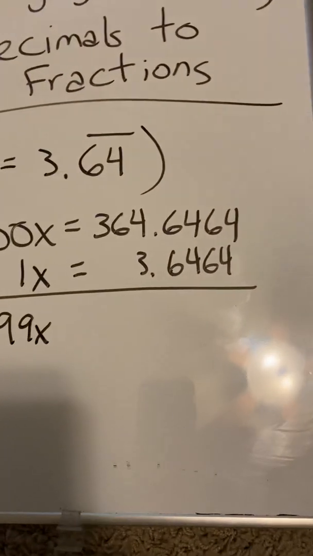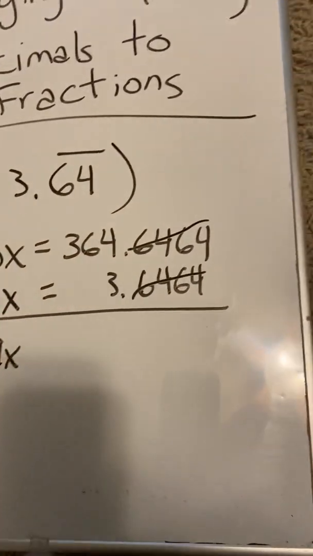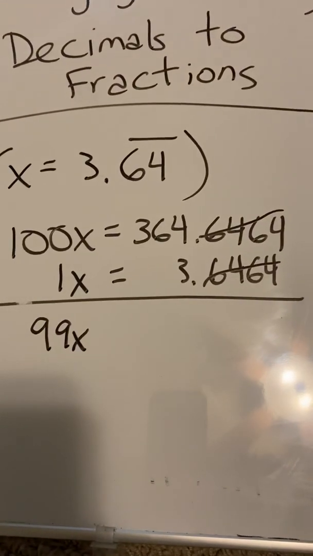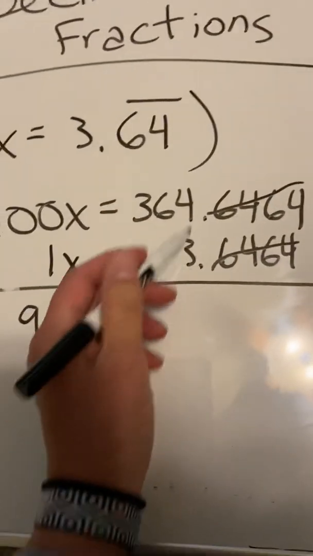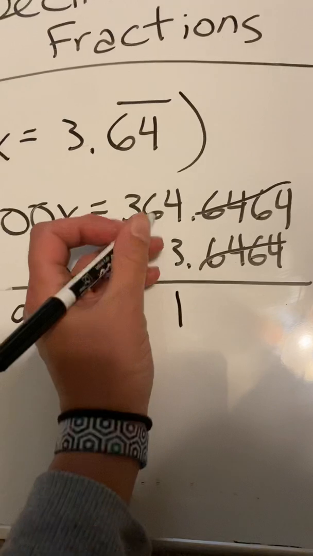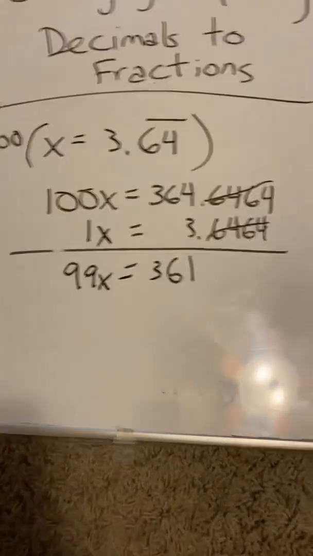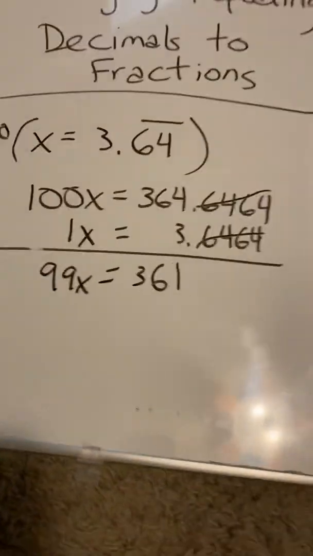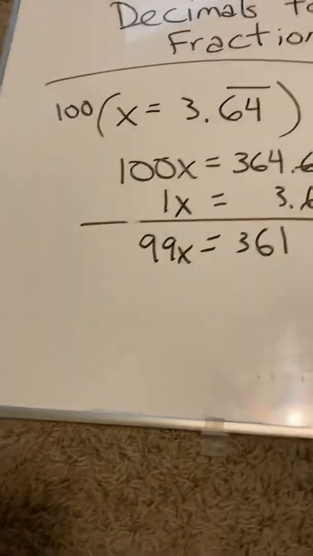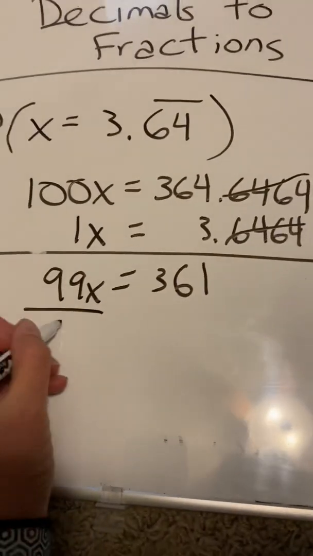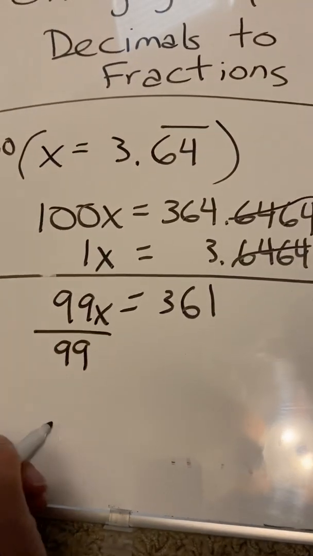Over here when we subtract, again, I like to cross those off. It just makes it a little bit easier for me when I'm seeing the subtraction. I'm lining up my decimals. 4 minus 3 is 1. We've got 6 and 3 still here. We're down to a one-step equation: 99x equals 361. We're going to divide by what's in front of x, so in this case 99.